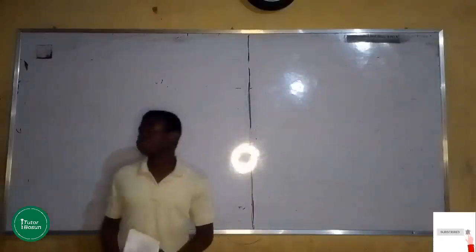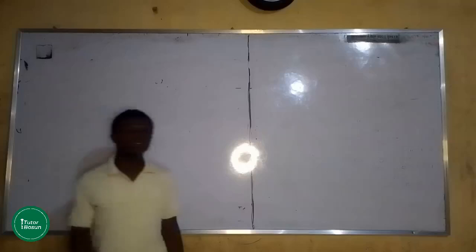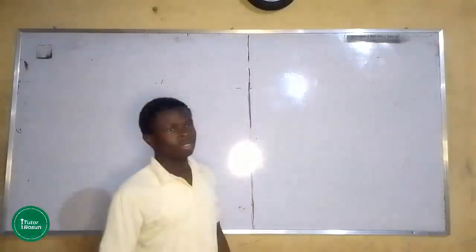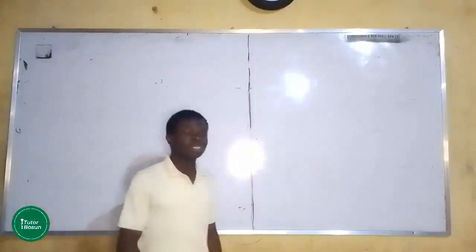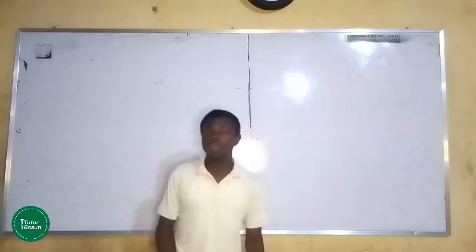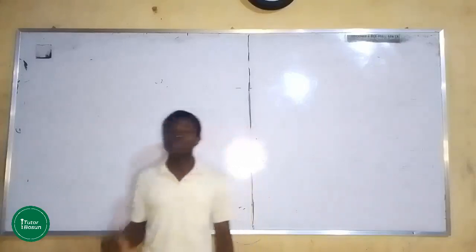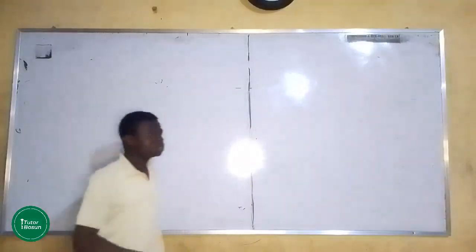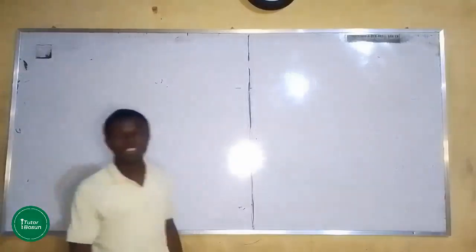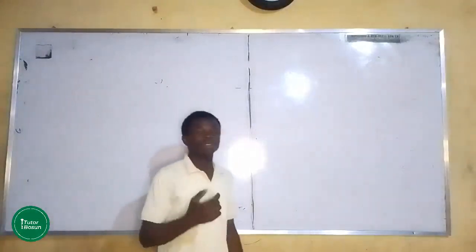Hello viewers, in today's lesson we will be discussing normal distribution, which is part of the special probability distributions. In the last lesson we were able to cover two of the special probability distributions, which include binomial distribution and Poisson distribution. In this lesson we will move into the last special probability distribution, which is normal distribution.